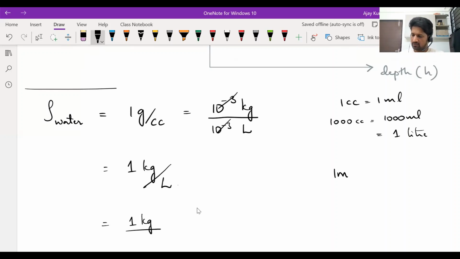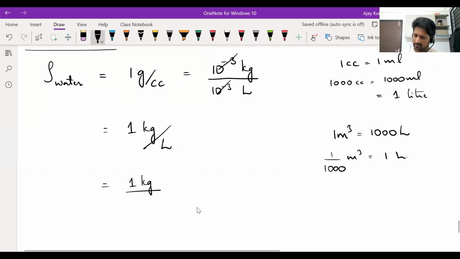Okay. 1 meter cube is 1000 liters. Means you make a tank which is 1 meter by 1 meter by 1 meter. You can fill 1000 liters in it. Okay. If 1000 liters is 1 meter cube, that means 1 by 1000 meter cube will be 1 liter. Okay. So 1 liter is basically 1 by 1000 meter cube.